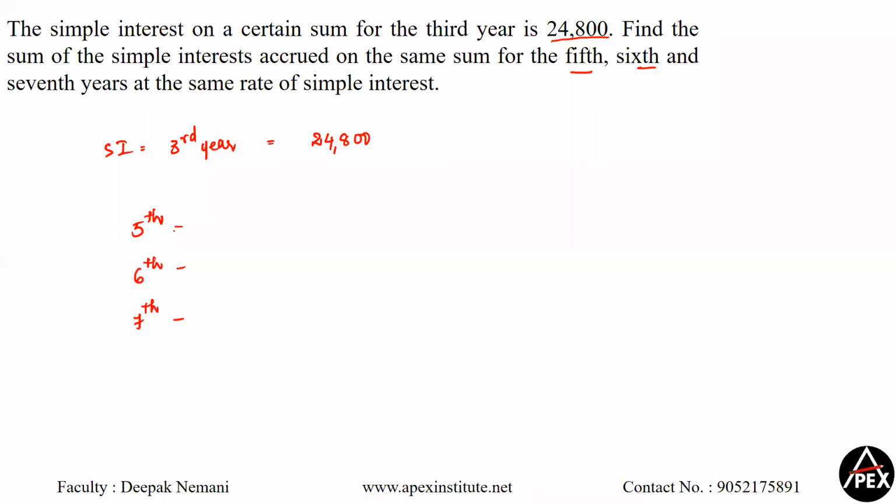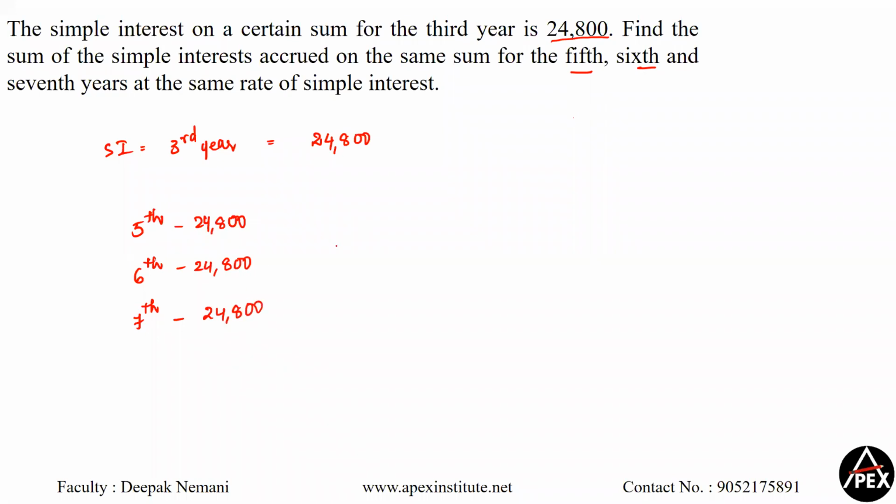Now, if we are given that for third year, the simple interest accrued is 24,800, what will be the simple interest accrued in the fifth year? It will be same, isn't it? In simple interest, the interest part is same for all the years. So it will be 24,800 for fifth year, and it will be 24,800 for sixth as well as seventh year.